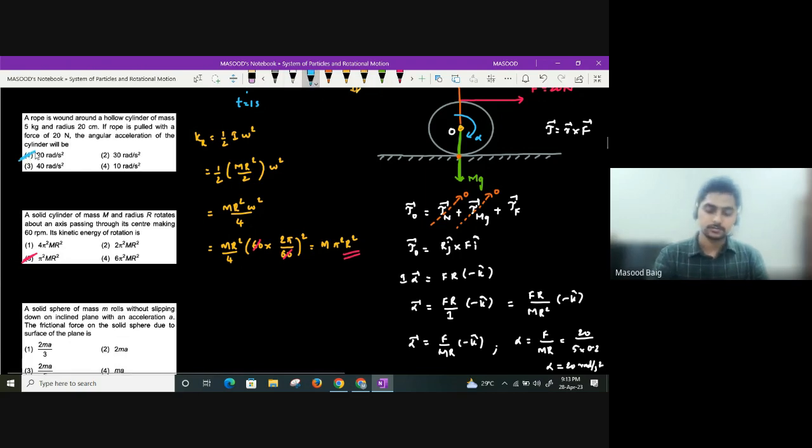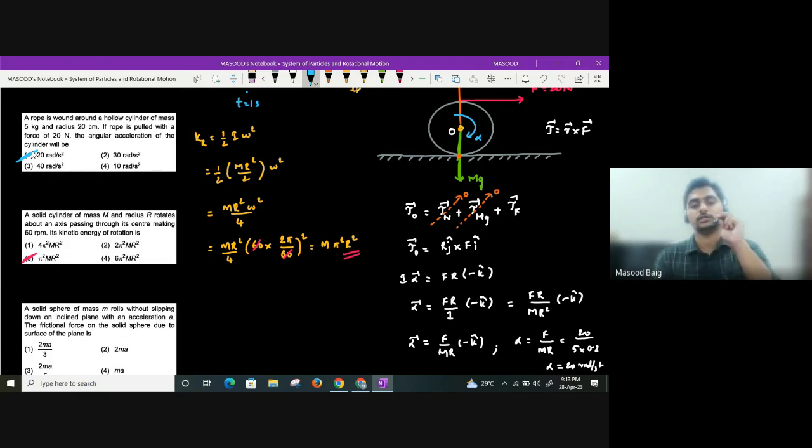Clear everyone? Very important question, guys. Right? Very good question also. So through this question, I have told you how to calculate the torque again. So whenever you want to find torque about any point due to force, torque about any point if you are interested in finding.